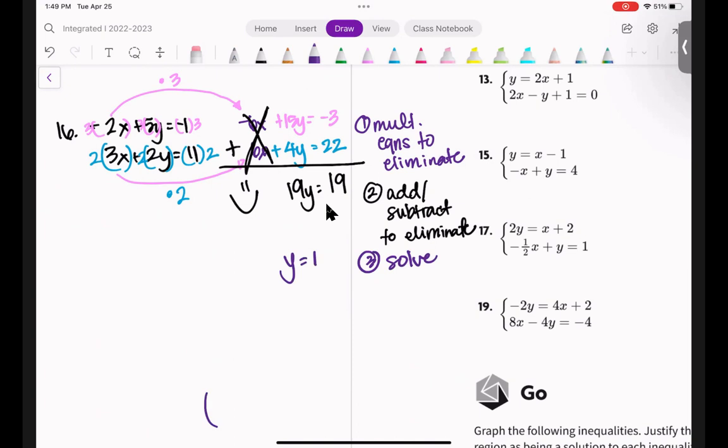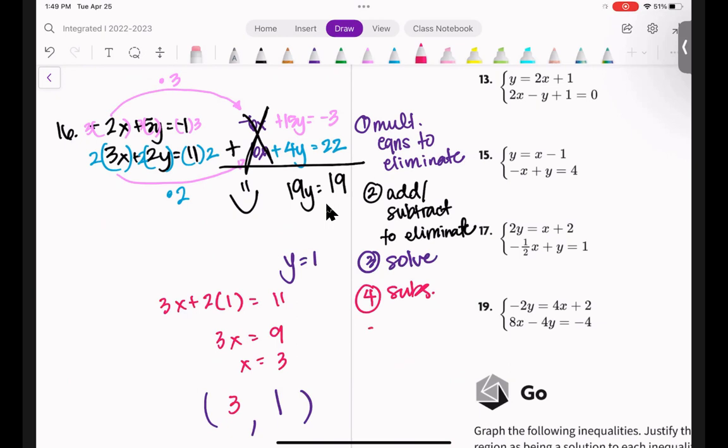I should make my 1 right there. And then you're going to substitute back in. I am going to choose the second equation because it has less negatives. 3x plus 2 times 1 equals 11. So that's 3x equals 9. So x equals 3.